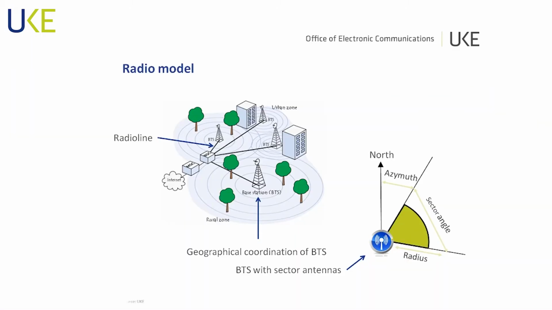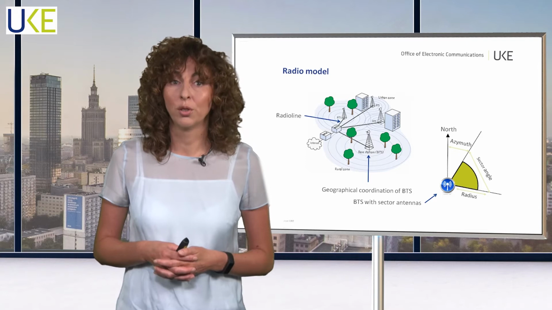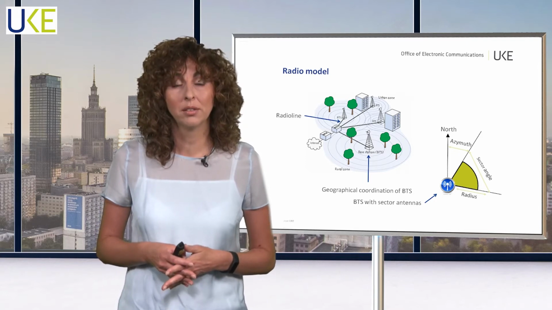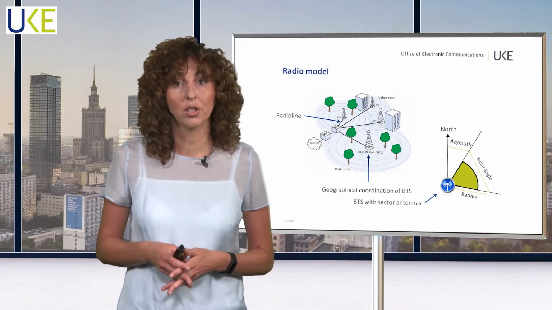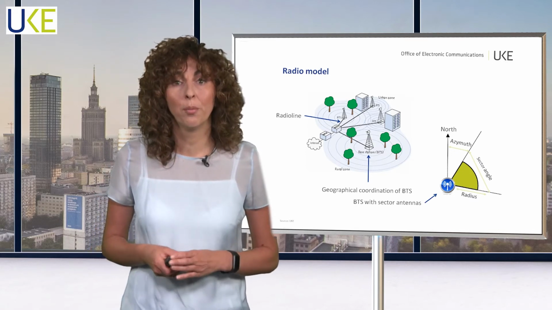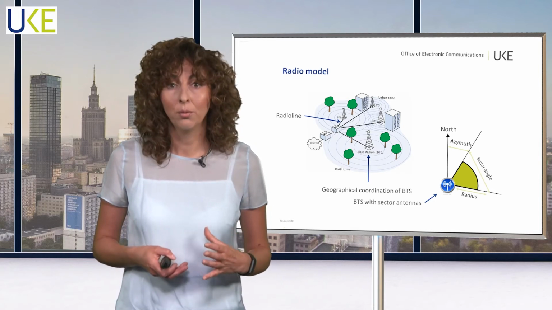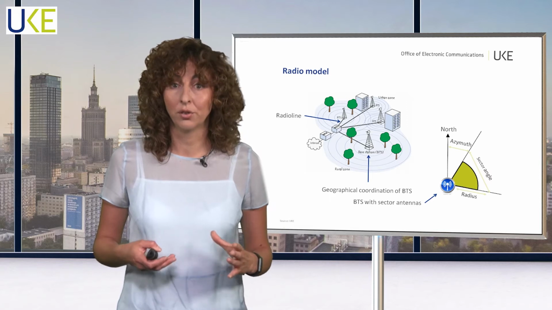UKE also collects data about radio nodes and radio lines. Gathered data concerns mostly localization and specified parameters of objects. This picture shows our radio model implemented in the Broadband Infrastructure Information System. As you can see, there is information about technical details like azimuth, angle width, or sector and radius.